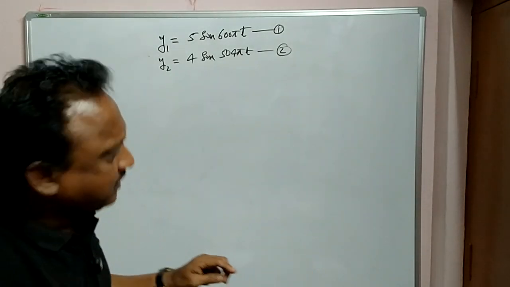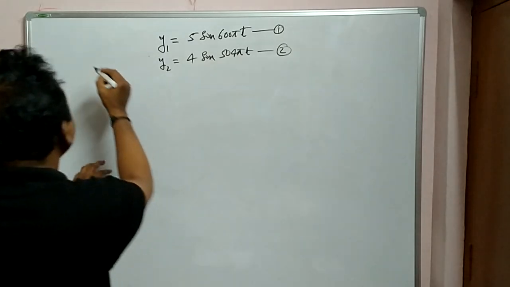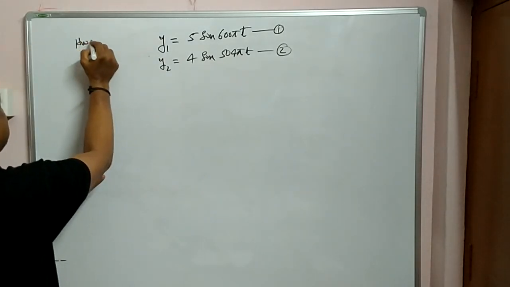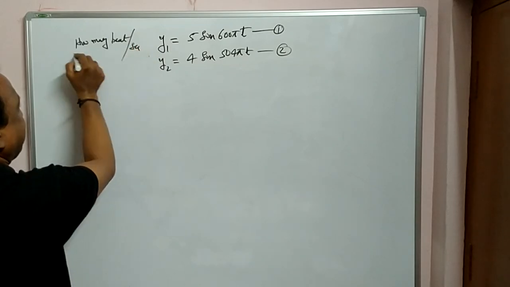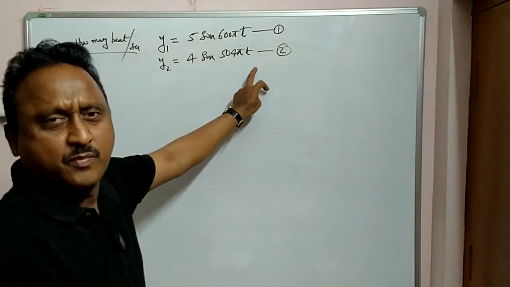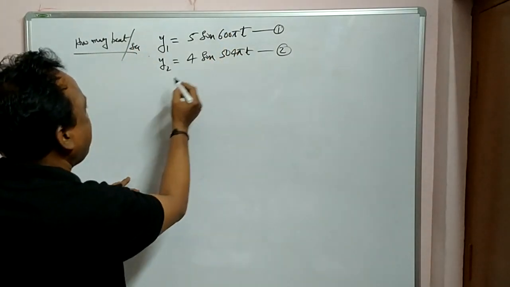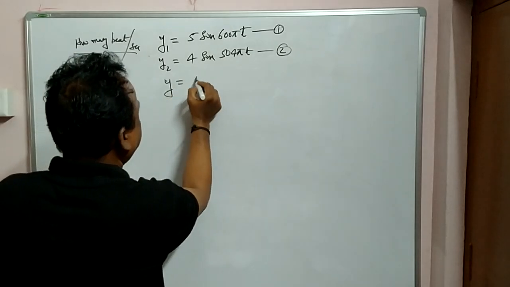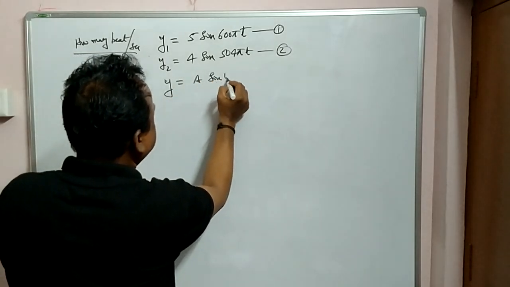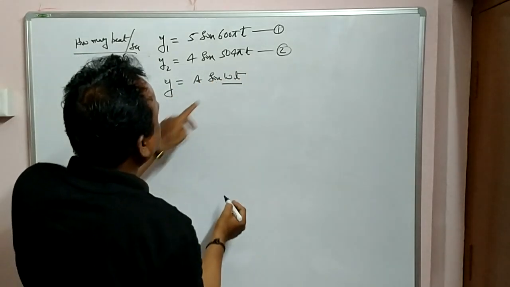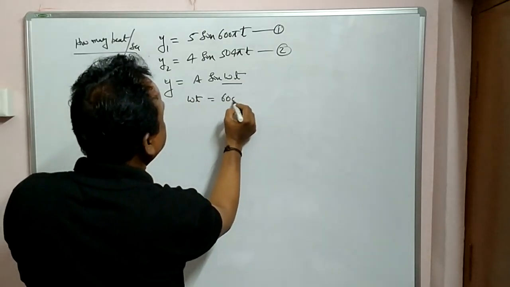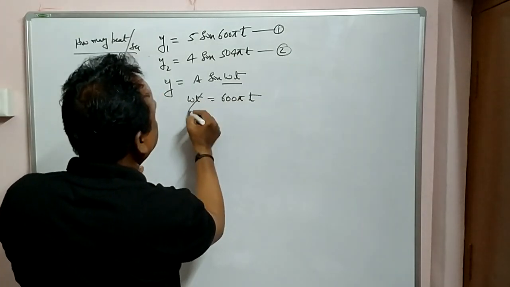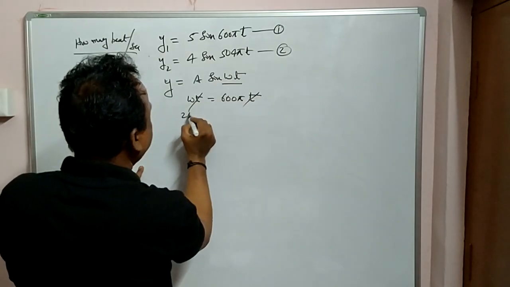Now the question is, how many beats are produced per second? So how will you calculate such a type of problem? Simply you compare with the standard equation, y is equal to a sin omega t. So in the place of omega t you can see 600 pi t. t gets cancelled. Omega is 2 pi n.